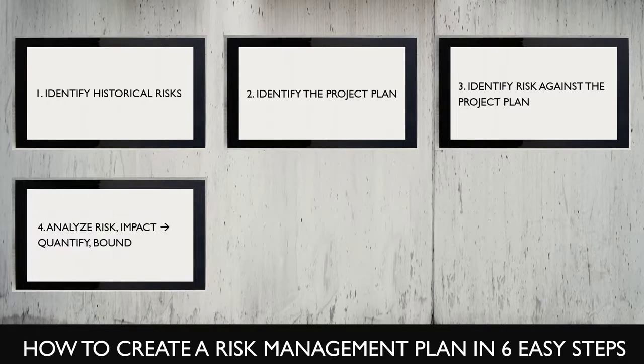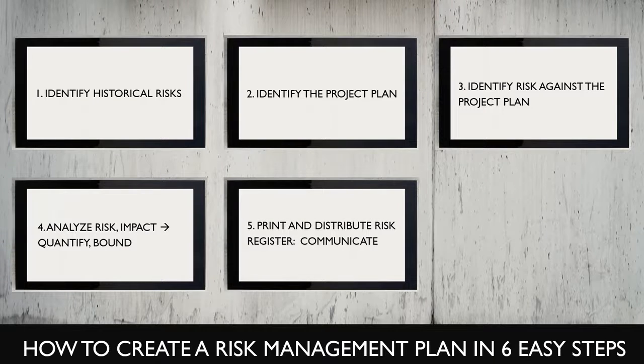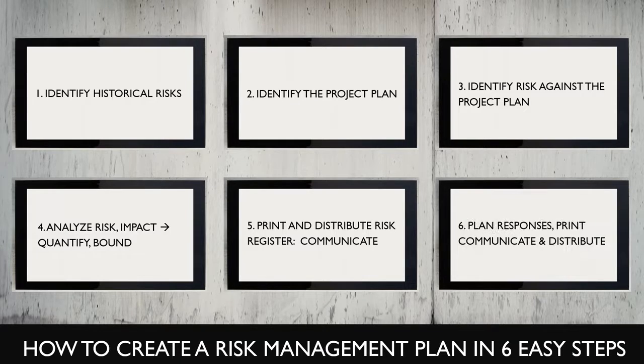Step 4 is to analyze the risks and identify the likelihood and impact for each risk. Step 5 is to communicate this information. A risk register is a standard format to do so. Step 6, final step, plan the responses, mitigation strategies, and communicate these plans to the project management team. Now let's look at each one of these in more detail.